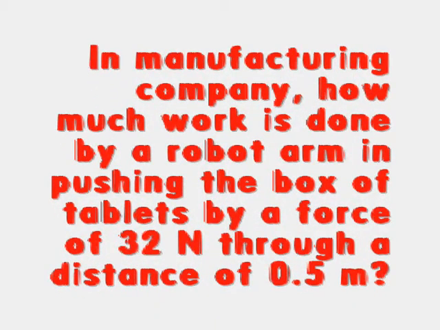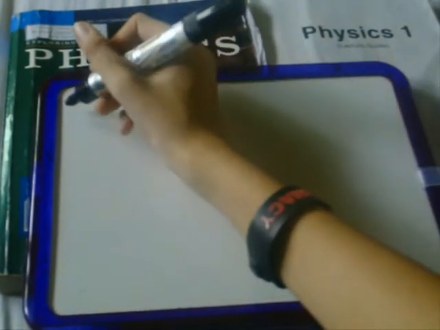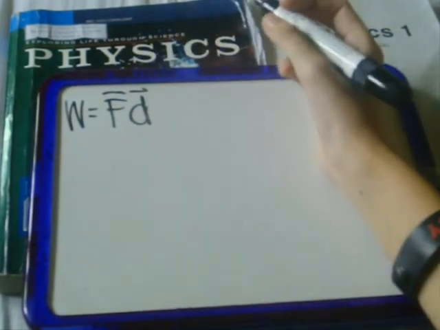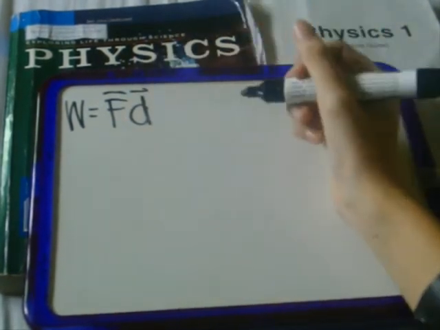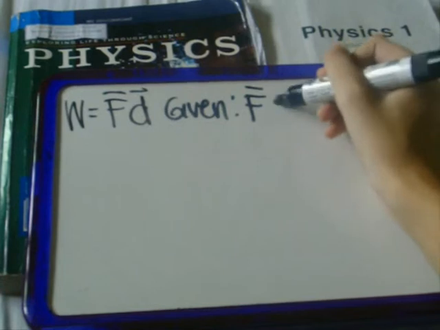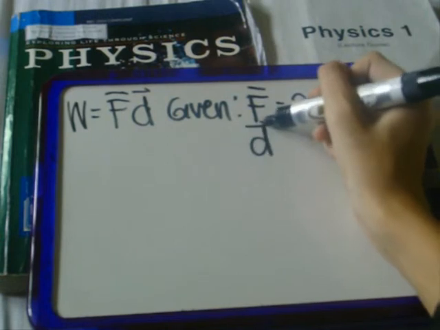In a manufacturing company, how much work is done by a robot arm in pushing the box of tablets by a force of 32 newton through a distance of 0.5 meter? For our solution, work is equal to Fd, where F is the force and d is the displacement. We are given the applied force 32 newton and displacement 0.5 meter.